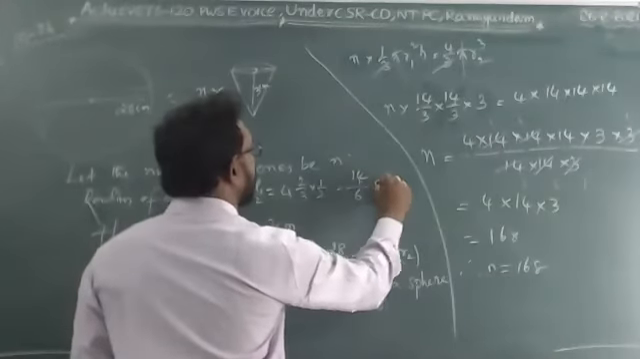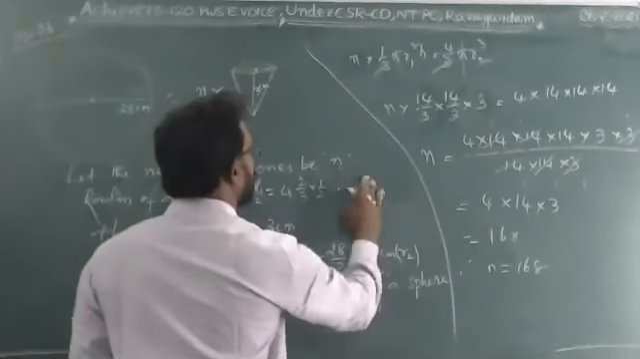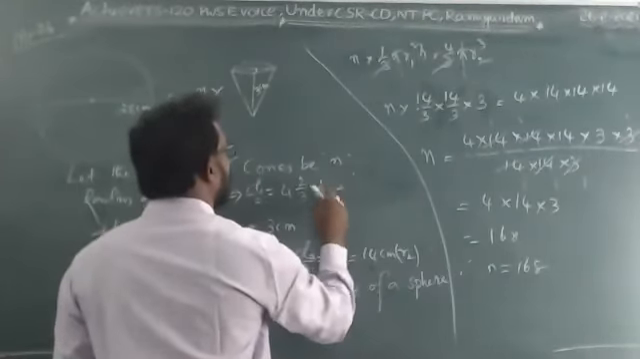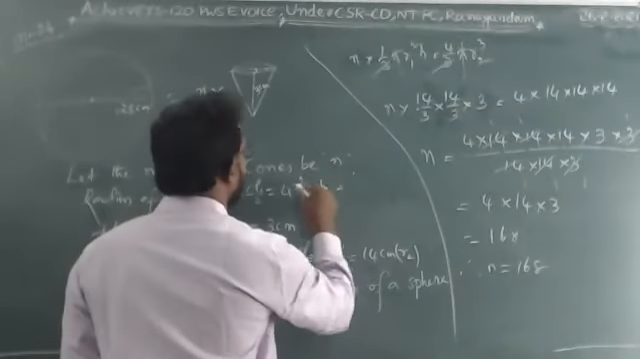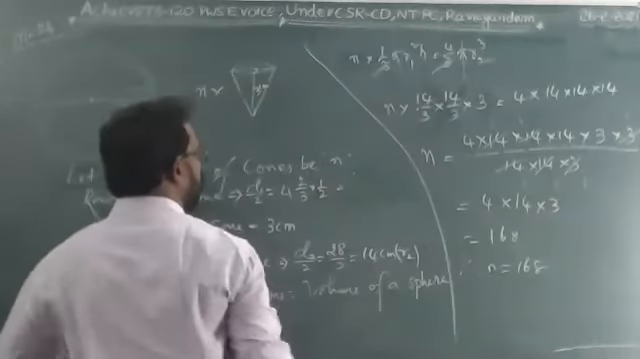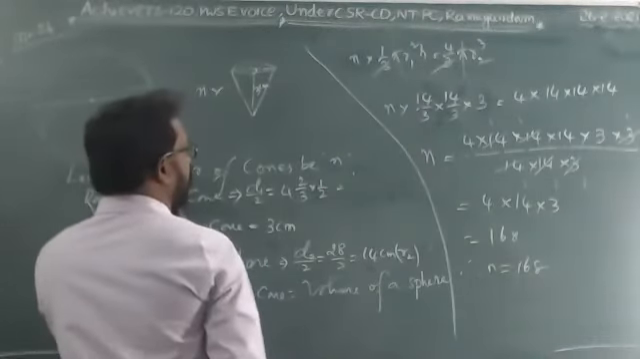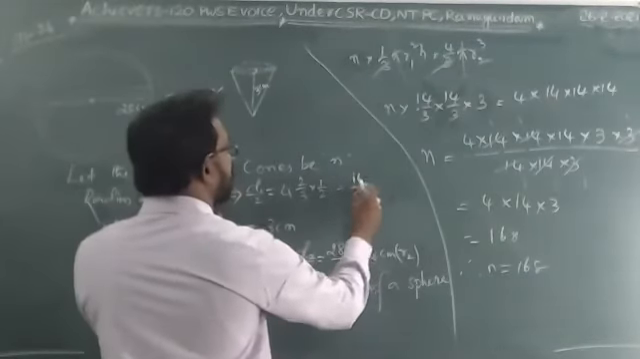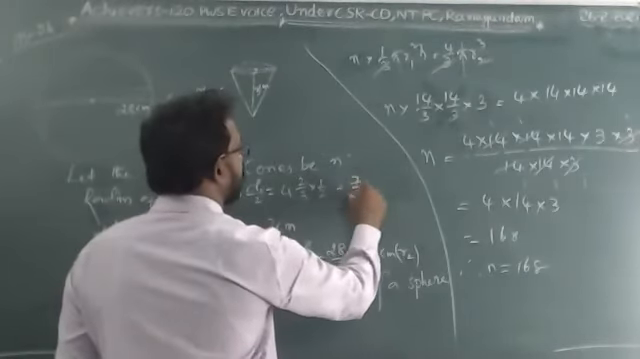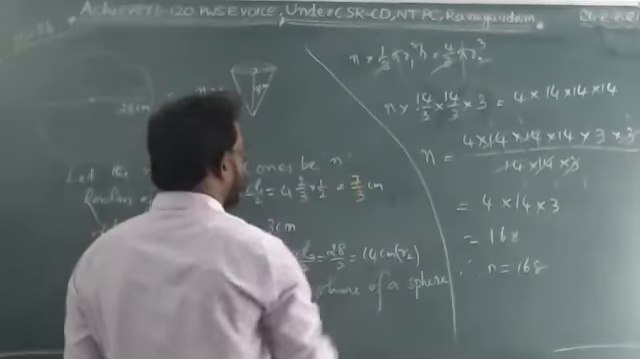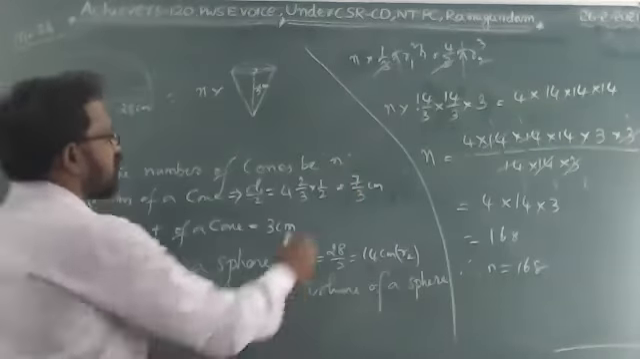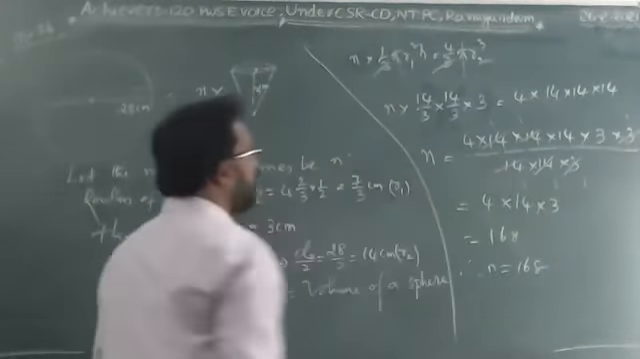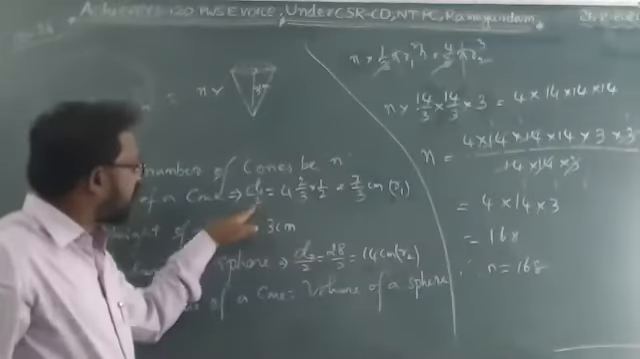14 by 6. Nothing but here 2 ones are 14, 4 threes are 12 plus 2, 14. How much? 14 by 3, 14 by 6, nothing but 7 by 3. 7 by 3 centimeters, which is R1. So a small mistake here. By 2 I did not take, children.